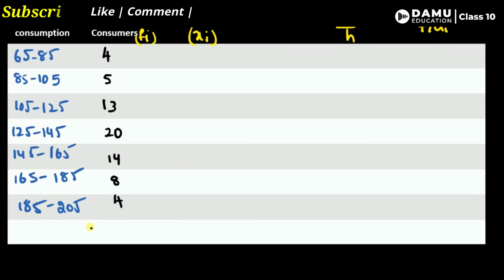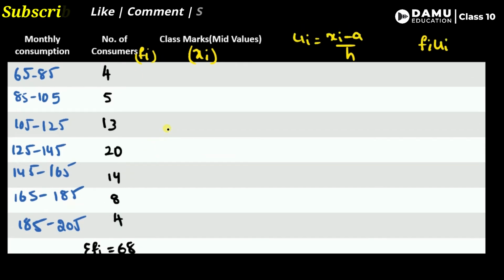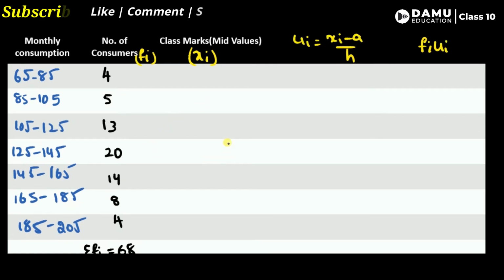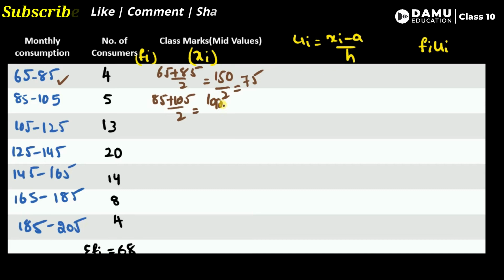If you add all these values, what do we get? Summation of fi, as we know, is given in the question, that is 68. Summation of fi is nothing but the sum of all the frequencies. Then find the class marks. The class mark is the average of the two values, that is 65 plus 85 by 2. 65 plus 85 gives 150, by 2 is 75. Then 85 plus 105 by 2. 85 plus 105 gives 190, by 2 is 95.